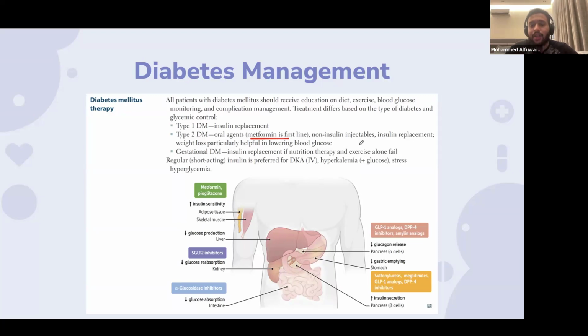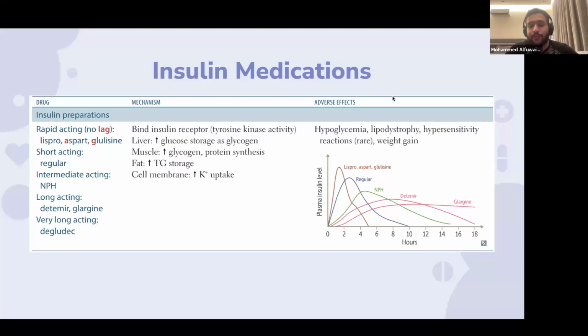We'll talk about them. And then you have injectables afterwards, okay? Now, for gestational diabetes, we'll talk about this later. And that's pretty much it, okay? Now, to talk about the different managements and the different types of insulin, okay?